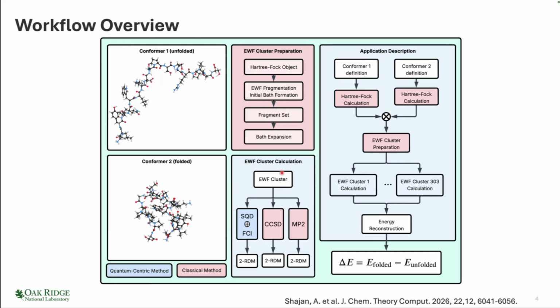Then we'll take each of these fragments and we'll perform this sample-based quantum diagonalization on them, plus some classical references to get out some local properties. Those local properties will then be used to reconstruct the total energy here. And we'll get an energy difference by just comparing the difference between those two energies.